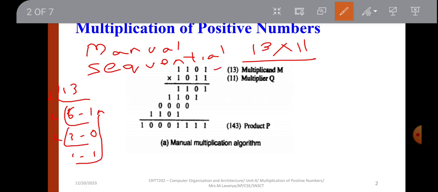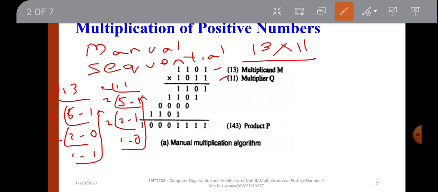Okay, that is 13. Then again for 11, by dividing by 2, it is 5 and balance 1. Then again divided by 2, it is 2 and balance 1. Then again divided by 2, it is 1 and balance 0. Again we have to write in this order, so 1 0 1 1 is for 11. We have converted both the numbers into binary equivalent, and now we are going to start solving the problem.